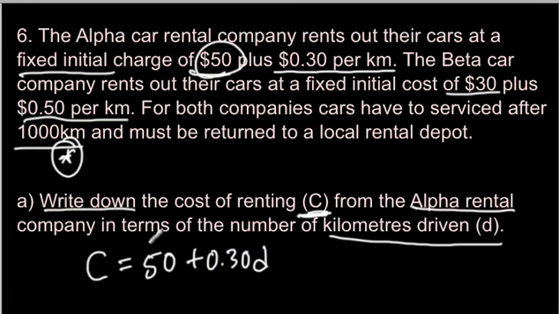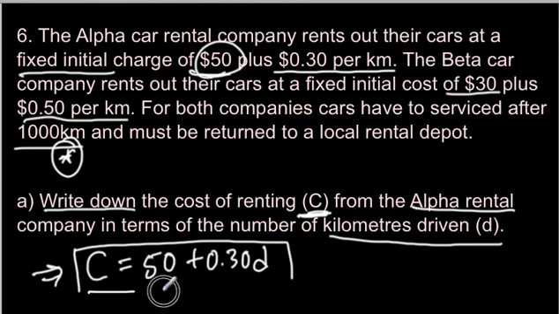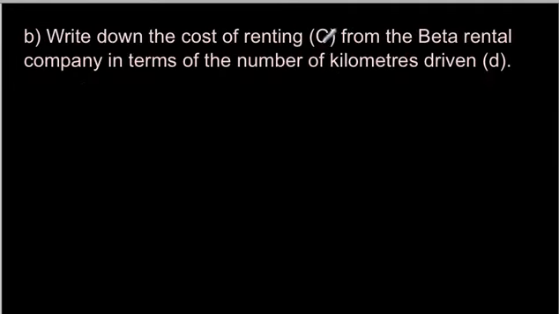So the cost is $50 initially plus 30 cents per kilometer. For example, if I drove 1 kilometer, it would be $50 plus 30 cents, which would be $50.30. If I drove 2 kilometers, that would be 60 cents right here. So $50 plus 60 cents, so $50.60, and so on and so forth. So this is how we define the cost for the Alpha car rental company. So $50 initially plus 30 cents per kilometer. Now B, write down the cost of renting.